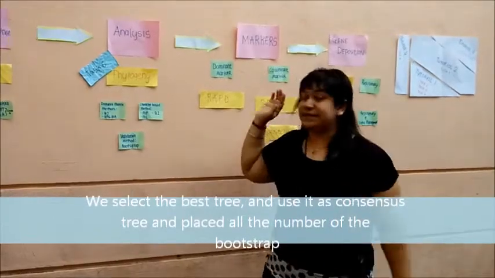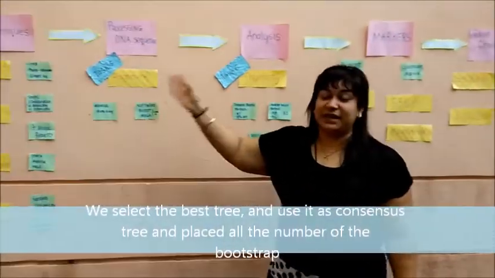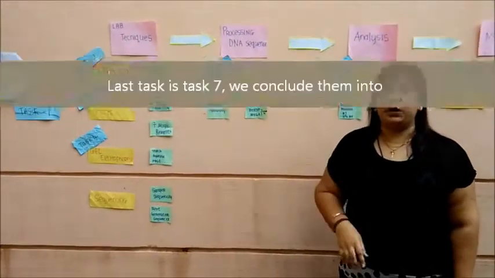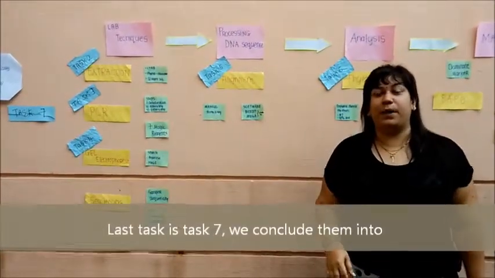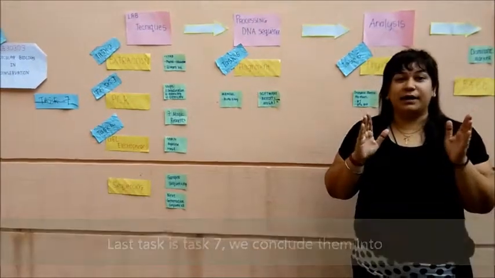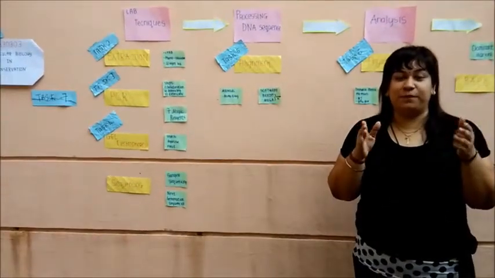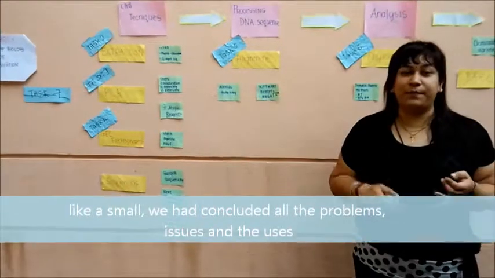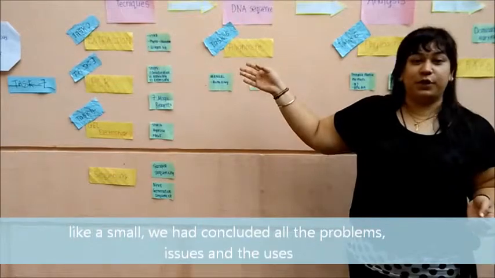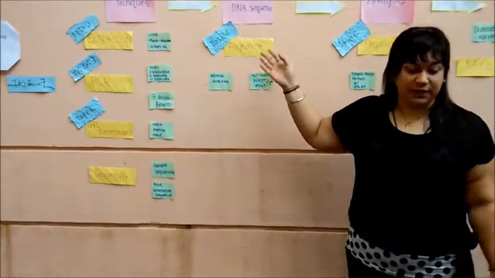The last task is task 7, which we did last week. Task 7 is basically the whole article that we have collected from all 40 of us, and we concluded them into a small piece of paper. We concluded what the problem and issues are, and what the uses of molecular biology in conservation are. That's all. Thank you.